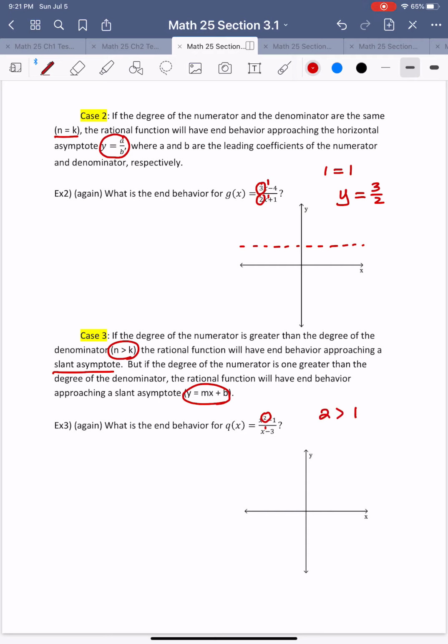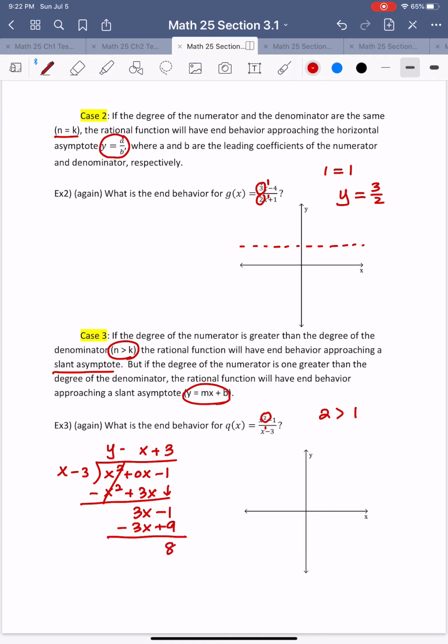In order to get the slant asymptote, we need to do long division: x squared plus 0x minus 1 divided by x minus 3. x squared divided by x is x, which multiplied gives x squared minus 3x. Subtract, and we get 3x, drop down negative 1. Then 3x divided by x is plus 3, which gives 3x minus 9. Then subtract. We get a remainder, but we only take the quotient. So this is the slant asymptote.